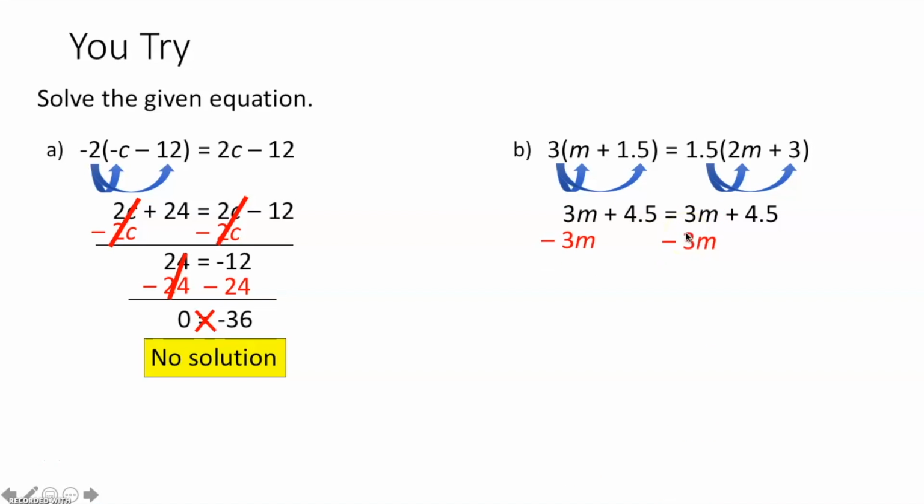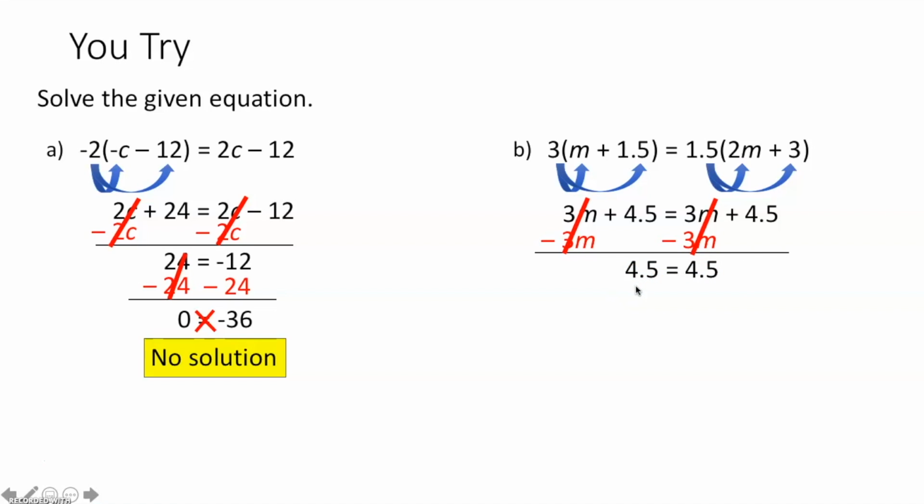So I subtract 3m on both sides, because in order to move this positive 3m, I got to do the opposite, the inverse. I subtract 3m on both sides. They end up canceling out on both sides. I'm left with 4.5 is equal to 4.5. Again, right here, you can see, oh, my answer is infinitely many solutions. If you didn't see that, keep simplifying.